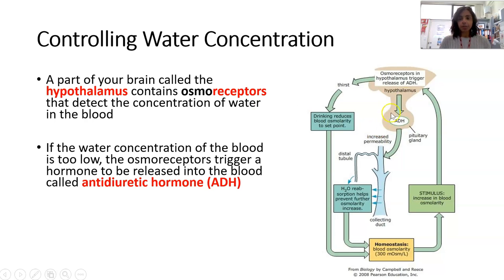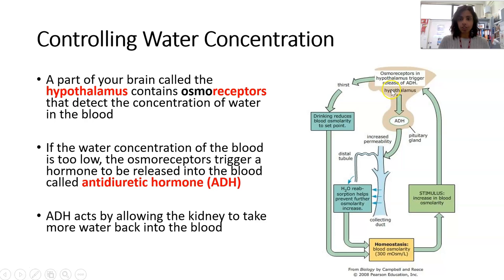As water flows in the blood and that flows over the hypothalamus, these osmoreceptors detect whether the levels in the blood are too high or too low. In response to the concentration of water in the blood, the hypothalamus will release a hormone called antidiuretic hormone.